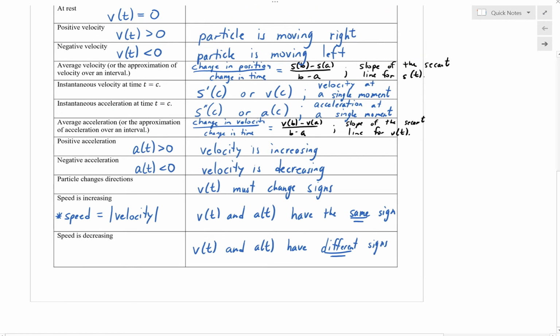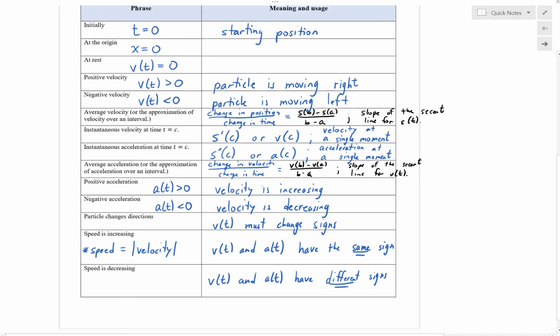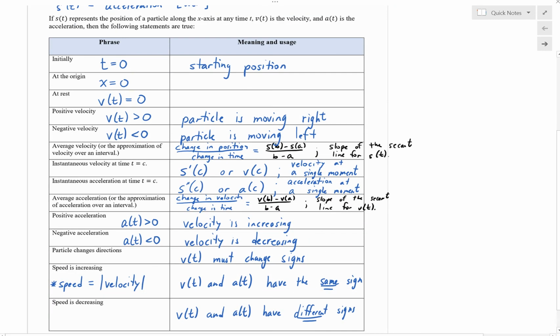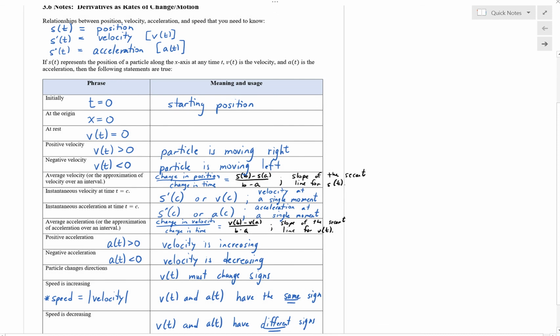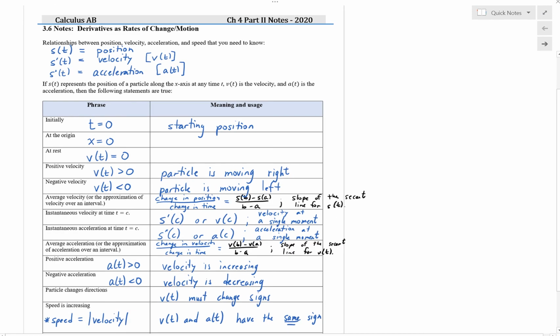That's an introduction to some notation and some meanings that you're going to see within these problems. In the next video, we'll start looking at some examples where we apply these ideas. So make sure you check out part 2 to continue the notes.